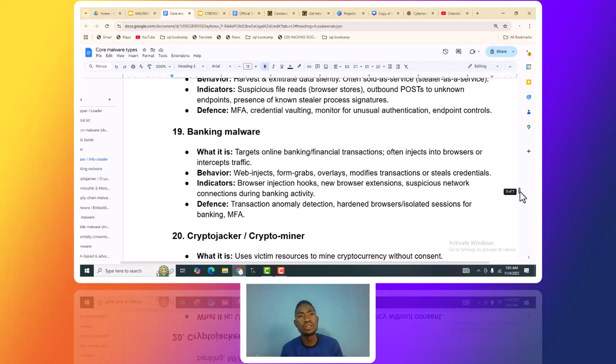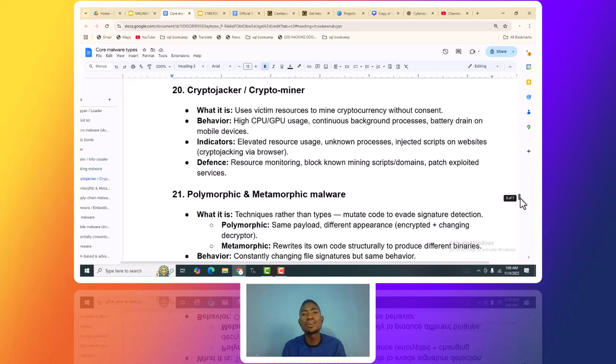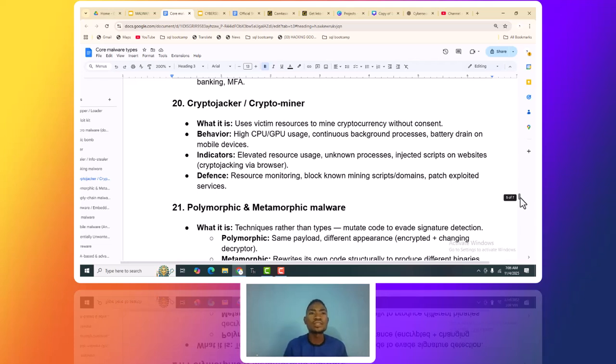Some of the things that show that there is banking malware are a browser injection hook or a new browser extension being installed on our browser, or suspicious network connections during banking activities. It's an example of banking malware actually affecting or targeting us. So some of the defenses we need to put in place are transaction anomaly detection, hardening browsers or isolating sessions for banking, or even using multi-factor authentication.